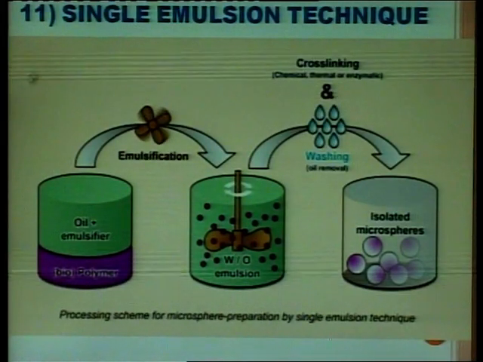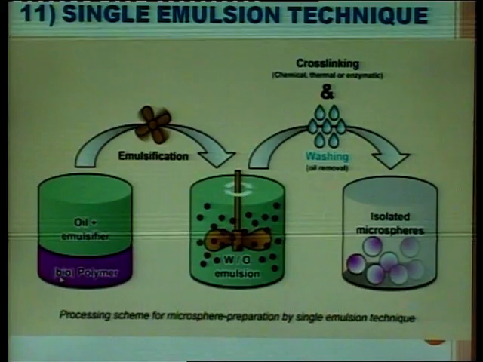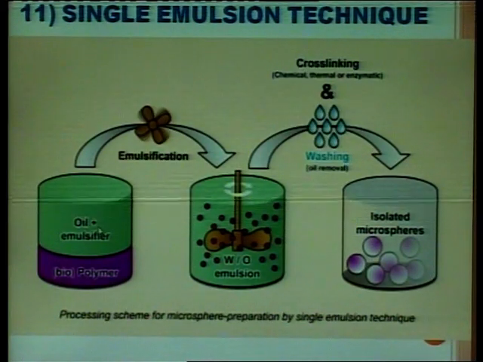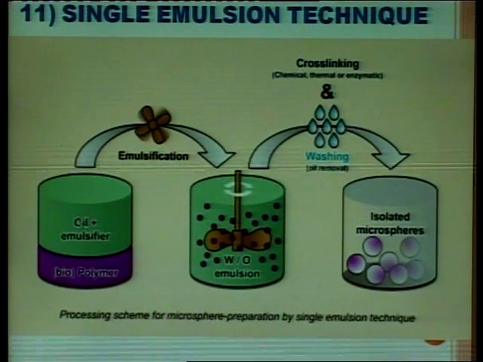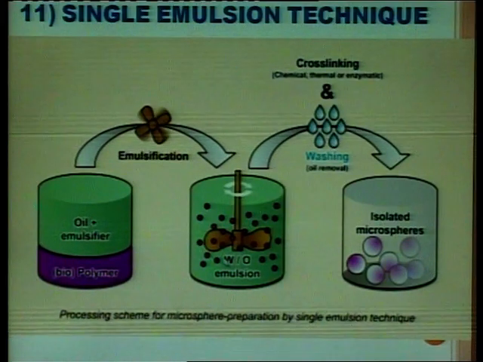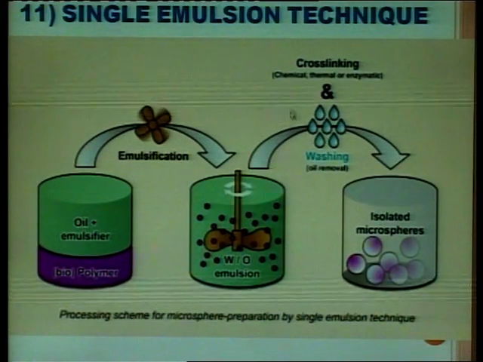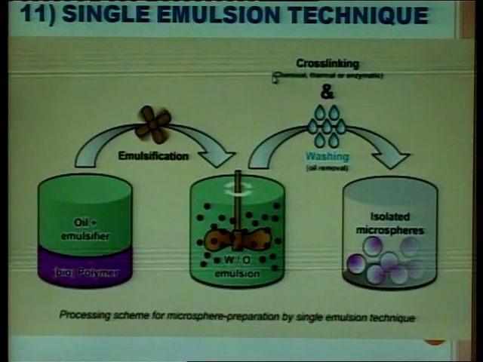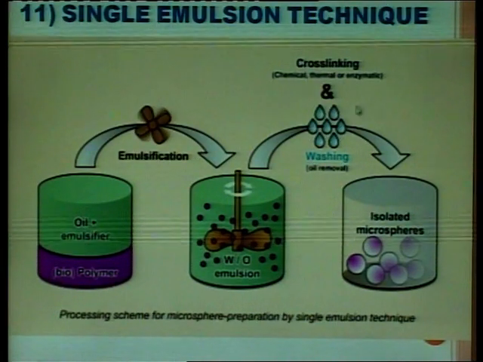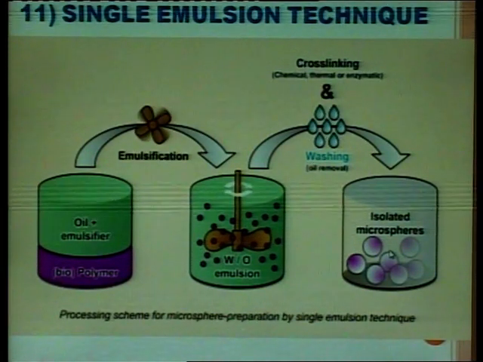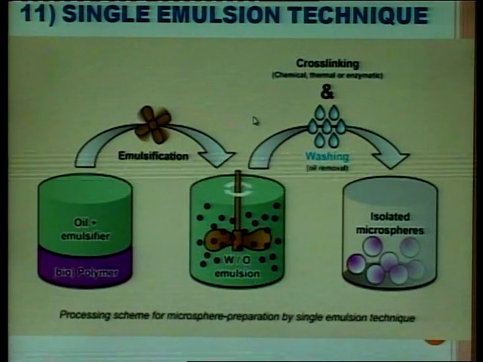So this is the single emulsion technique. In single emulsion technique, first of all you add the emulsifier to the core material, emulsification is done, then a water in oil emulsion is formed, then cross linking is done by chemical, thermal or enzymatic method, then washing, and finally you isolate the microspheres. This is the single emulsion technique.